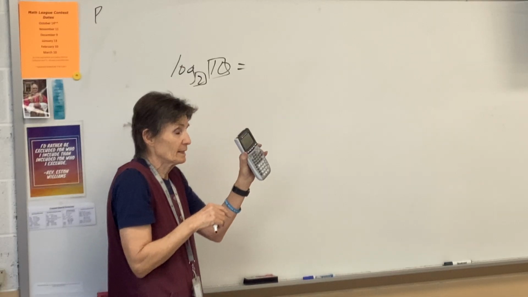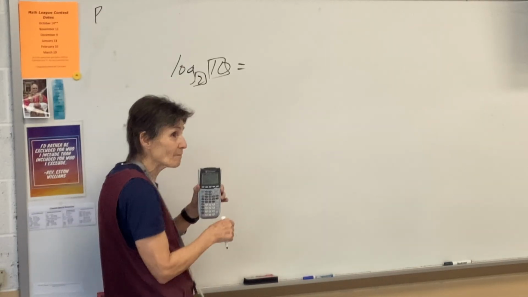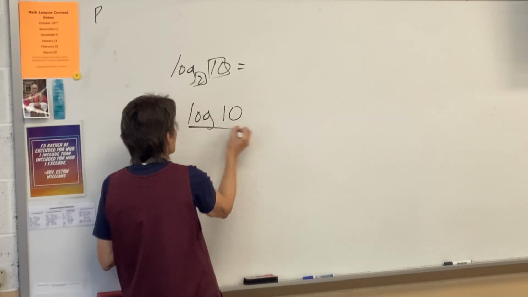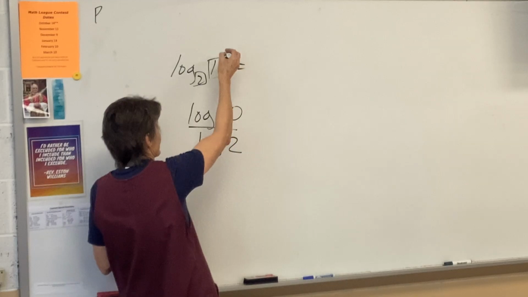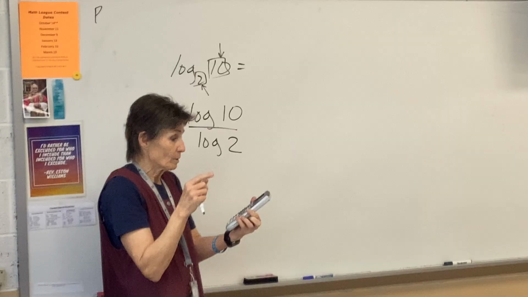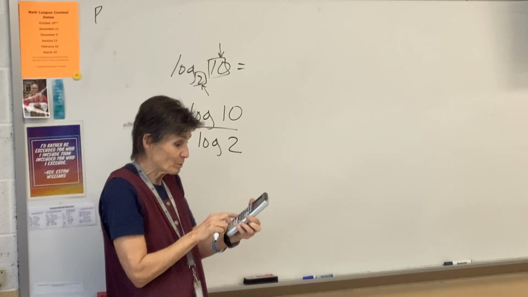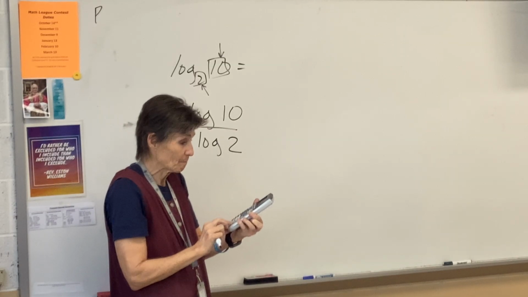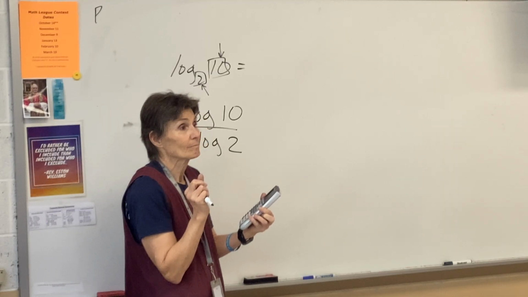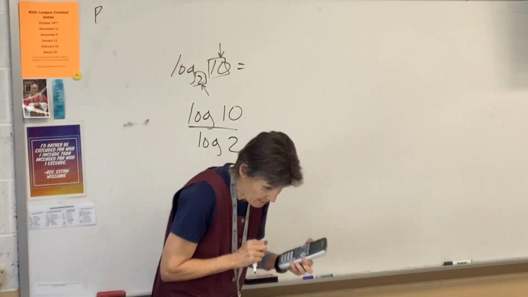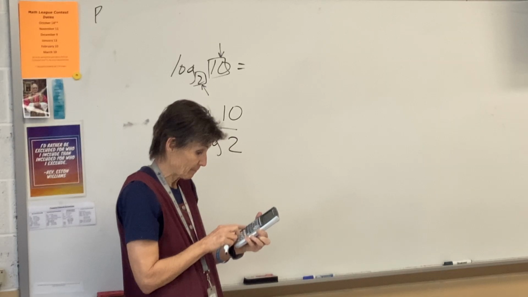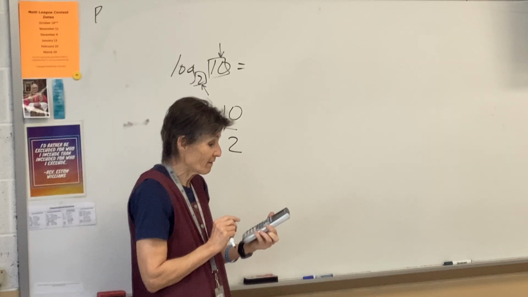If you have an old calculator like mine, you don't have that option. It's just as easy. It's log 10 divided by log 2. So it's the log of the top number divided by the log of the bottom number. However you did it with your particular calculator, you should have gotten 3.3219, right? And then same thing with log base 7 of 135. 2.5208.